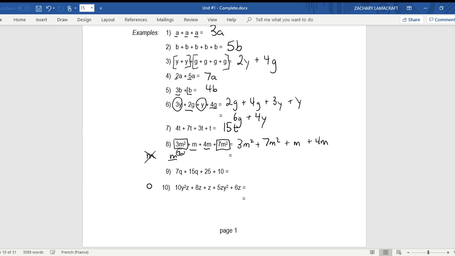And if you're one of those people that when you rearrange, you get a little confused, as soon as you write it down, just cross it out. So if I wrote the 3m squared, then I wrote the 7m squared, then I wrote my m, then I wrote my 4m, I make sure that I took care of all of the terms. So 3m squared plus 7m squared, we add the numerical coefficients, which becomes 10m squared. Then we have m plus 4m becoming 5m.